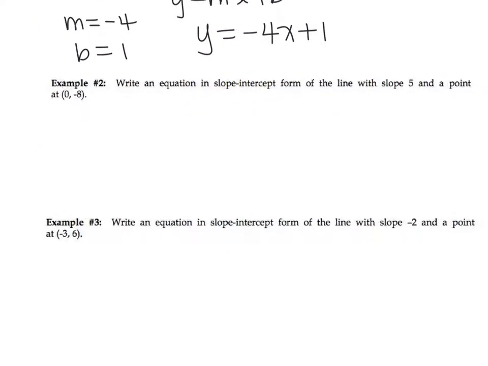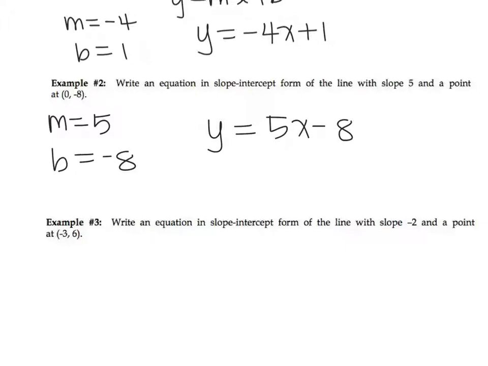In our second example, we want to write an equation in slope-intercept form of the line with the slope of 5 and a point at 0, -8. So we know that m equals 5, and we know a point. Well, the nice thing is anytime you have a point where the x value is 0, the y value is always your y-intercept. So that tells us that b is -8. So the equation of our line is going to be y equals 5x, and then instead of plus -8, I'm just going to write it as -8.